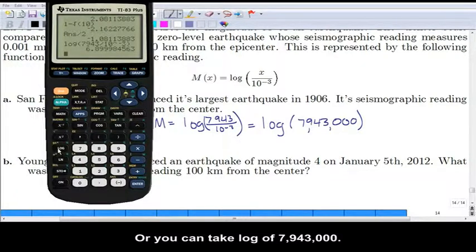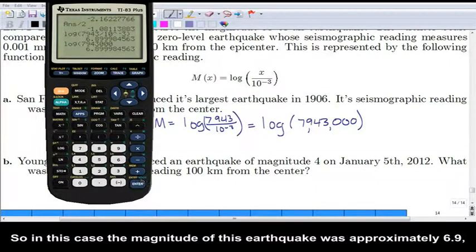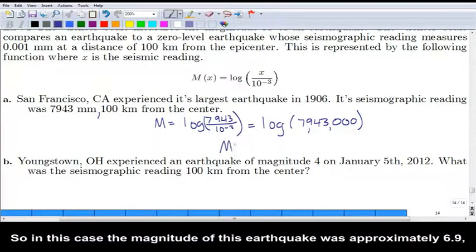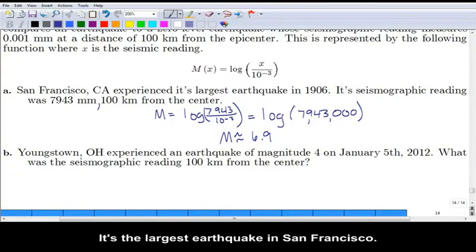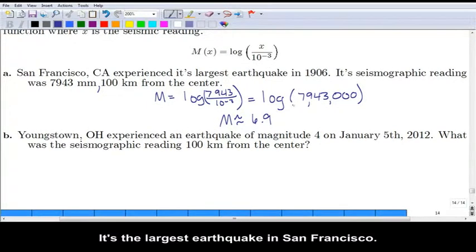Or you can take log of 7,943,000, and you end up with the same thing. So in this case, the magnitude of this earthquake was approximately 6.9, which is very high. It's the largest earthquake in San Francisco.